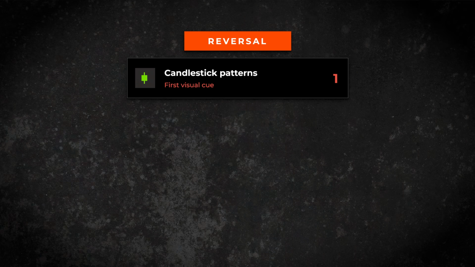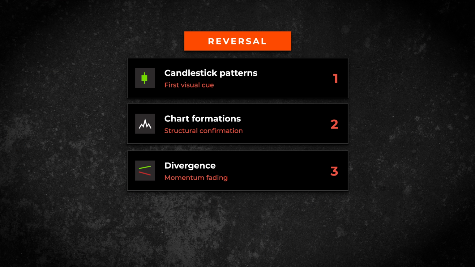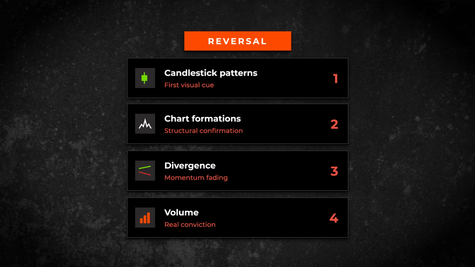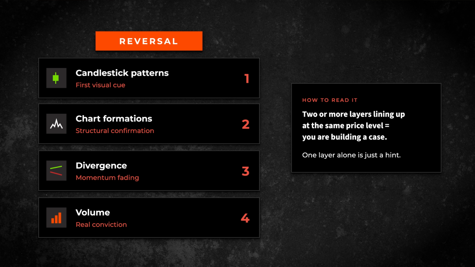Put it all together and you've got 4 layers working together: candlestick patterns for the first visual clue, chart formations for structural confirmation, divergence to tell you momentum is fading, and volume to confirm there's real conviction behind the move. No single one of these is enough on its own, but when 2 or more line up at the same price level, you're building a case.